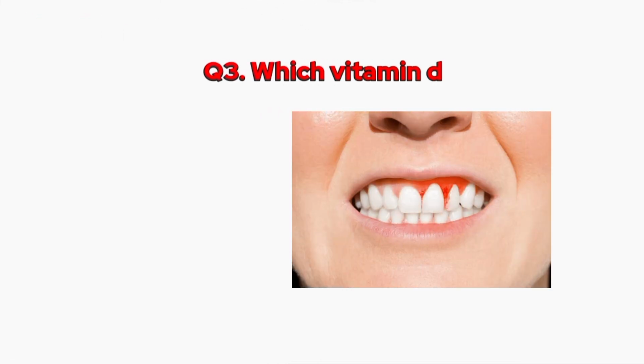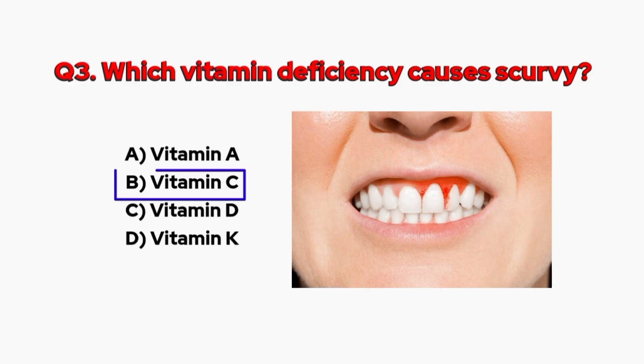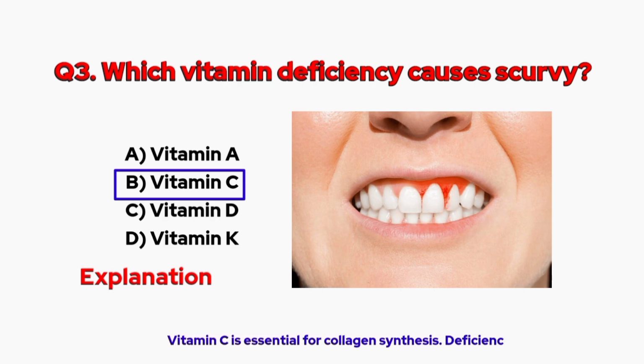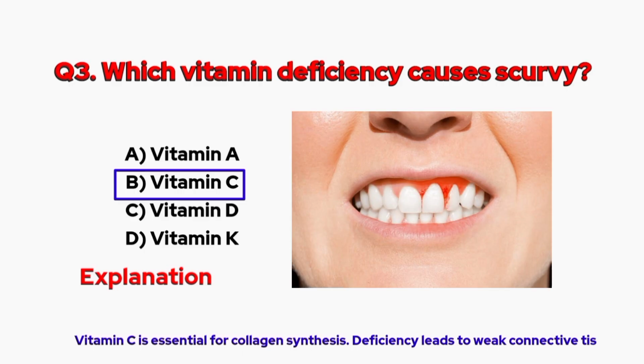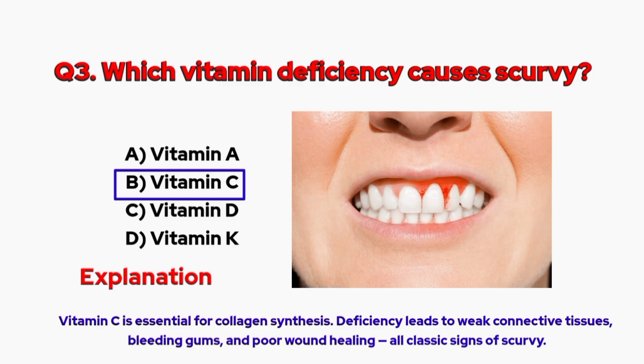Question 3. Which vitamin deficiency causes scurvy? Correct option B, vitamin C. Explanation. Vitamin C is essential for collagen synthesis. Deficiency leads to weak connective tissues, bleeding gums, and poor wound healing, all classic signs of scurvy.